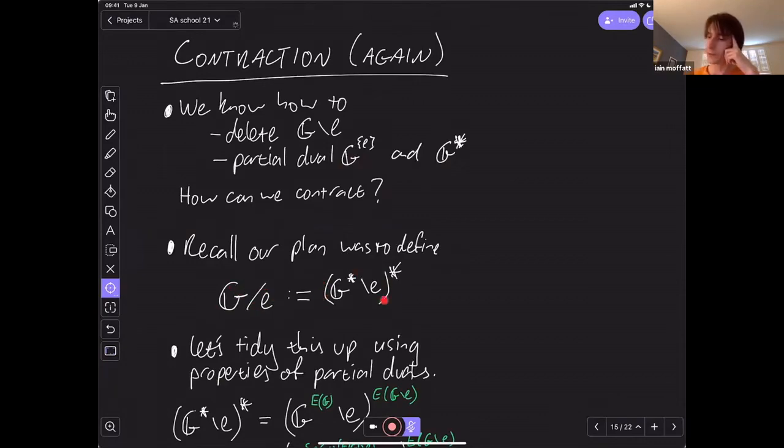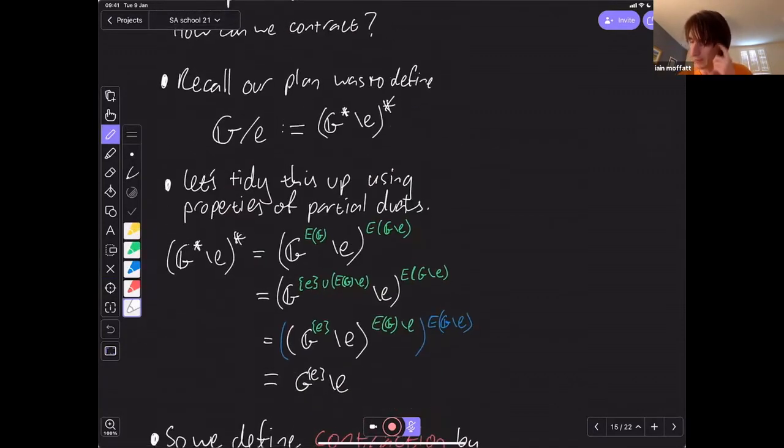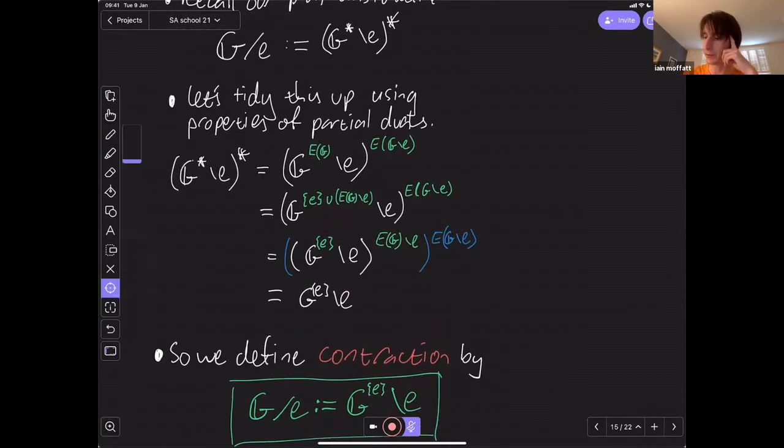But we can take this and, with the power of partial duals, we can start tidying this up in a way that we couldn't formally do when working with plane graphs. And we've got a nice little manipulation. So we wanted to define contraction by dual, delete, then take the dual. The dual I'm just forming as the partial dual with all of the edge sets, so I can replace these stars with the edge sets.